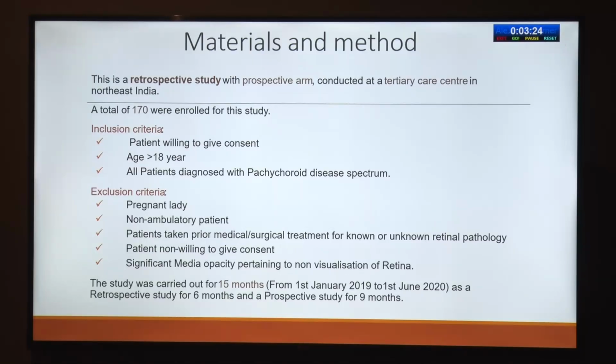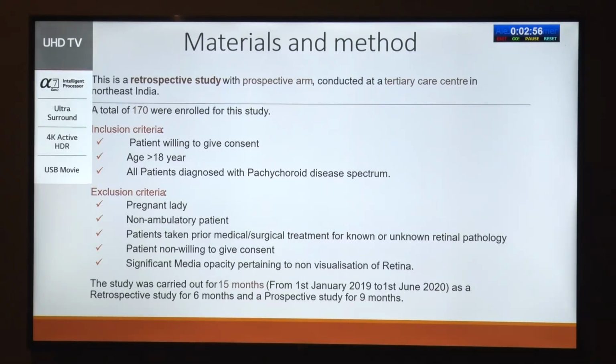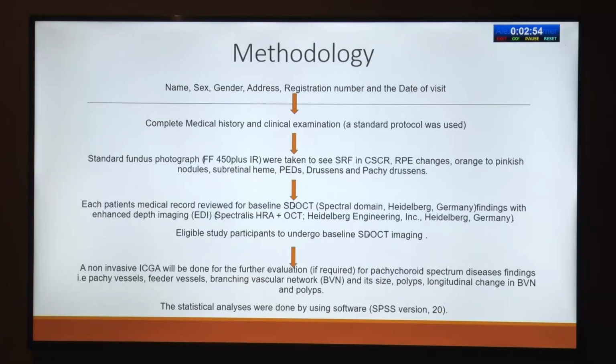The inclusion criteria were patients willing to give consent, patients more than 18 years, and patients diagnosed with the pachychoroid disease spectrum. The exclusion criteria included pregnant women, non-ambulatory patients, patients not willing to give consent, and significant media opacity preventing visualization of the retina. The study was carried out for 15 months, with 6 months of retrospective study and 9 months of prospective study.